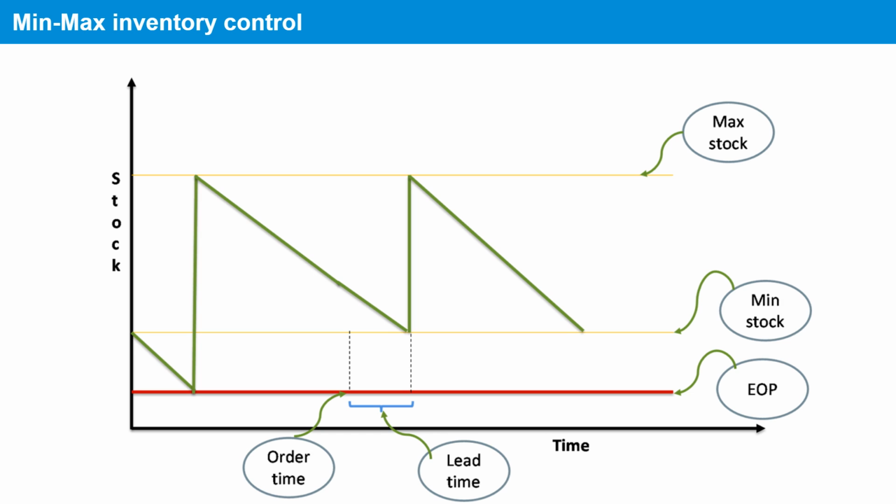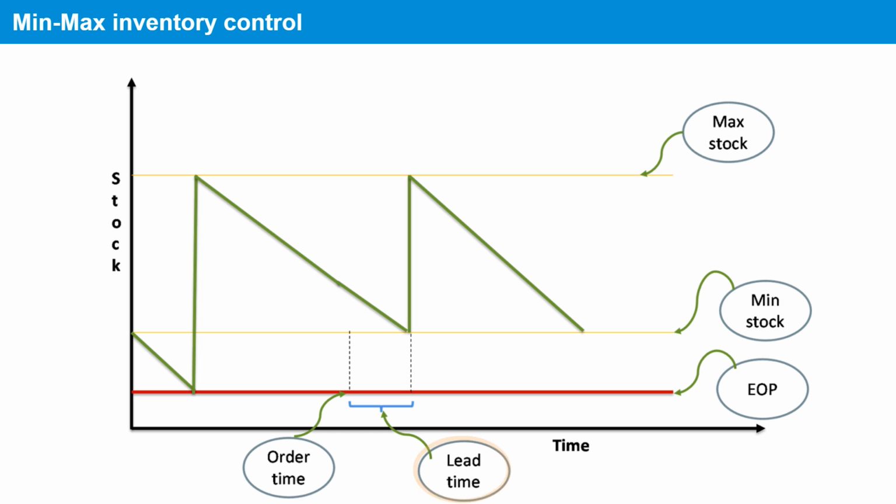The min-max inventory control system and its applications can be represented using this graphic. With the max, min, EOP, and lead time predefined, storekeepers need to assess stocks and submit orders so that replenishments are received just before the stock level reaches the minimum level. Thus, the order time should be lead time earlier than the time the minimum stock level is reached.